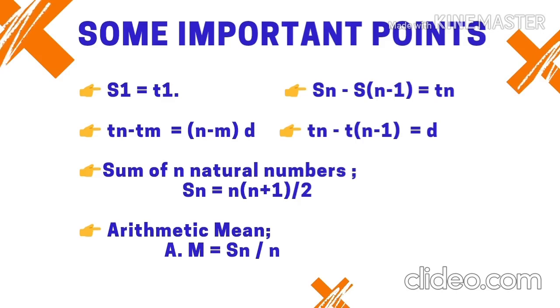Last point, arithmetic mean. Arithmetic mean is a simple average of a given set of numbers. The arithmetic mean of a set of numbers is given by the sum of terms divided by the number of terms. The arithmetic mean is defined for any set of numbers. The numbers need not necessarily be an AP.